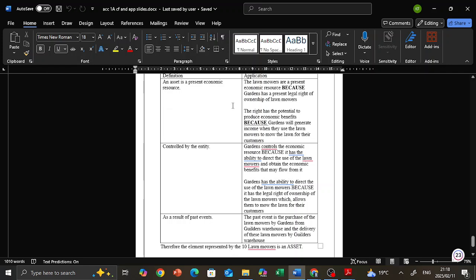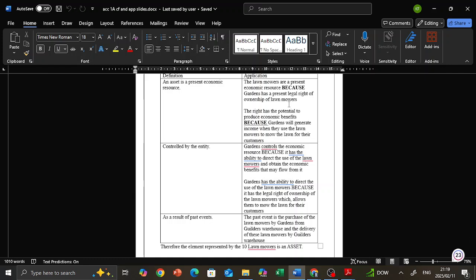Okay? So, how would I apply the lawnmowers to the asset definition? Simple. The lawnmowers are a present economic resource. So reiterate, right? The item. Reiterate the fact that the item is a present economic resource. Okay. So after you say that, your best friend comes in clutch because Gardens has a present legal right of ownership of lawnmowers. If you look at the asset definition, right, they say, okay, what is an economic resource?